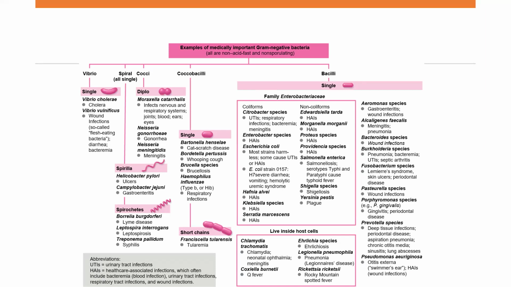Then there are some others that are maybe of interest. We've got our gram-negative cocci, which include our Neisseria, which are going to be things like gonorrhea and meningitis. And then we've got our Treponema pallidum, which is what causes syphilis. And then we have Vibrio cholerae, which causes cholera. And then Vibrio vulnificus, which is like a flesh-eating bacteria that you usually get from seawater.